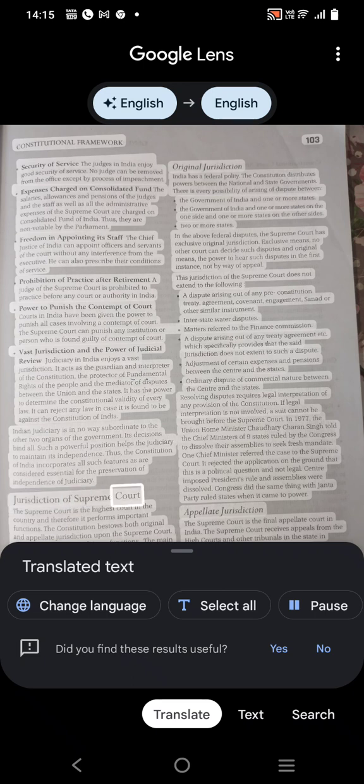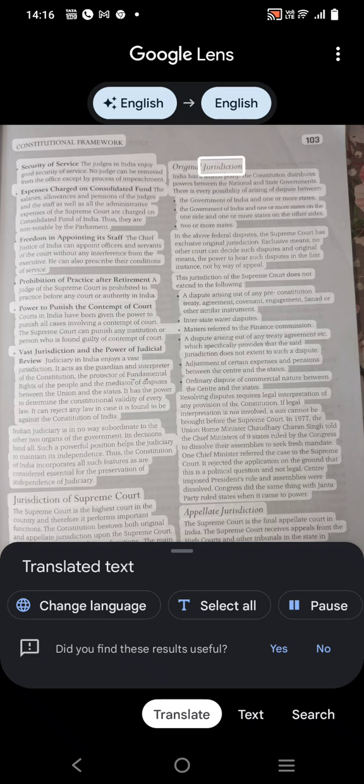Jurisdiction of Supreme Court. The Supreme Court is the highest court in the country and therefore it performs important functions. The Constitution bestows both original and appellate jurisdiction upon the Supreme Court. It also performs some advisory functions. The main jurisdiction and powers of the Supreme Court are given as under.